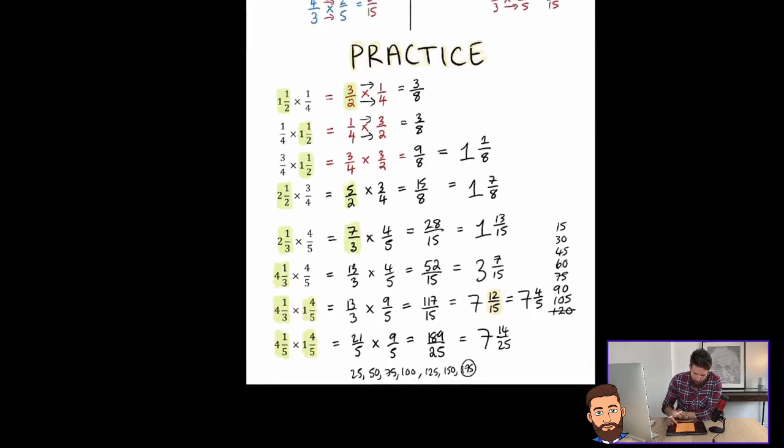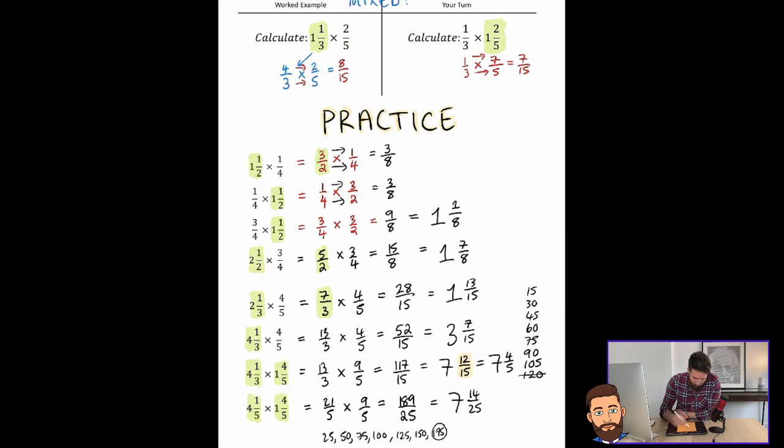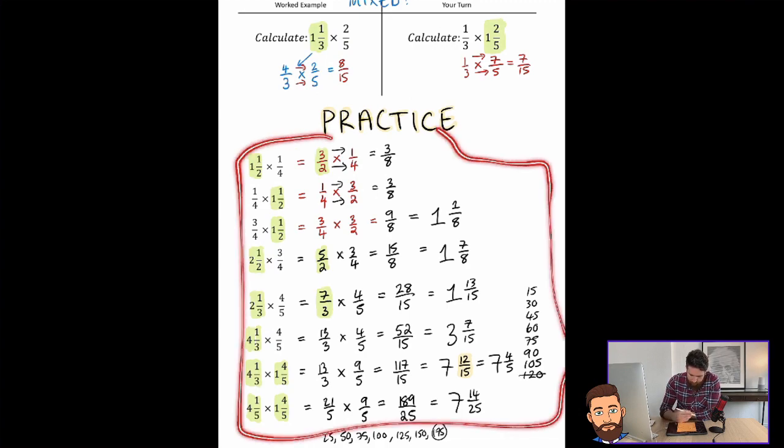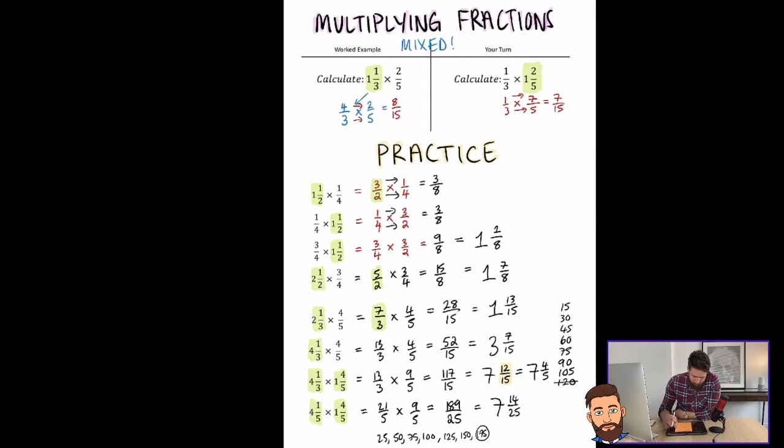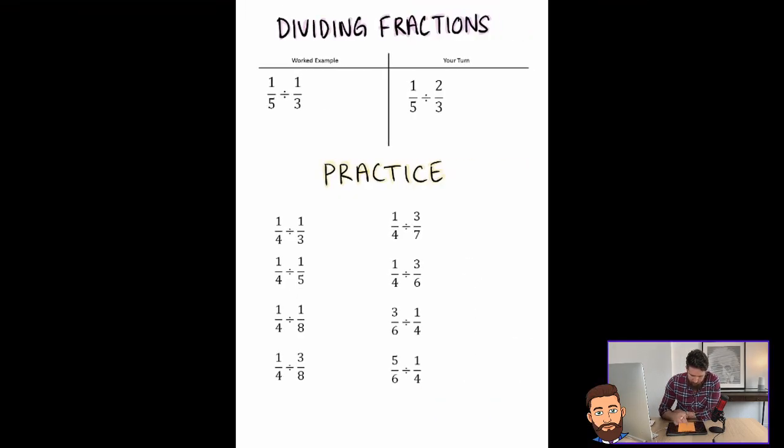Okay, so as you can see, this is using a lot of what we did yesterday, as well as the multiplying techniques we've just looked at. And as you can see, none of these questions really had any opportunity to cross-cancel. So we just had to use the original multiply and simplify method. So moving on now to the final part of this lesson, which will be dividing fractions.